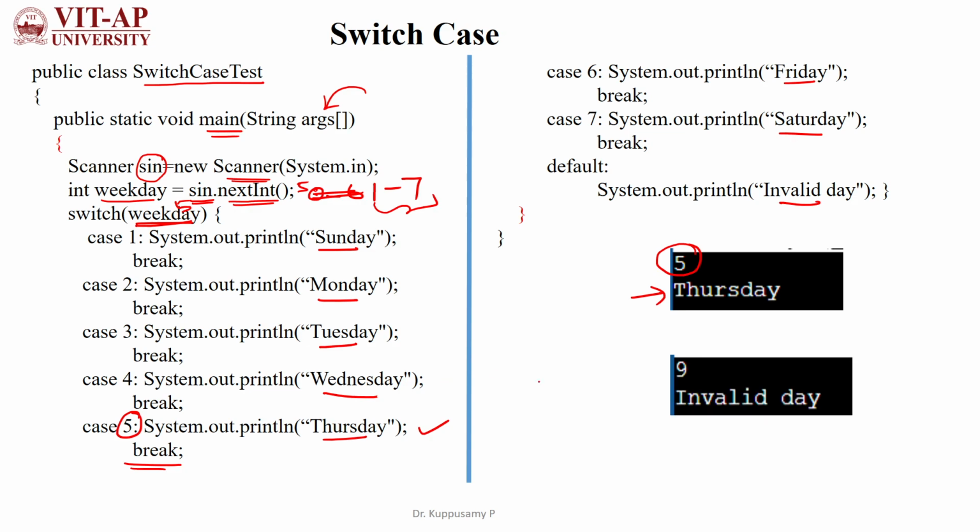Likewise, now I am giving 9, which is not available in the range of 1 to 7. So now it will go to the default case, that is, invalid day. So like that, whenever we have multiple test cases, we can go with the switch case statement instead of if else or nested if else.